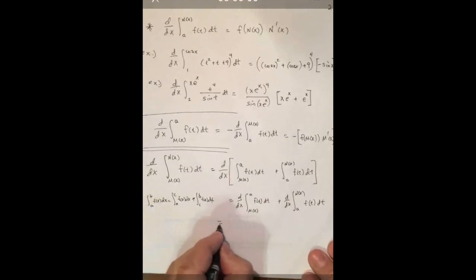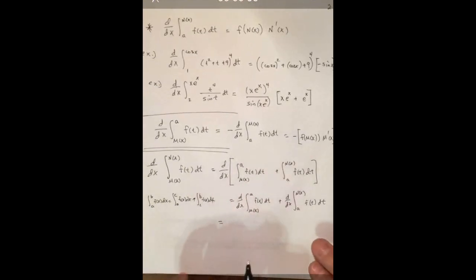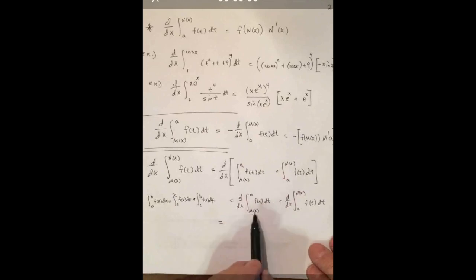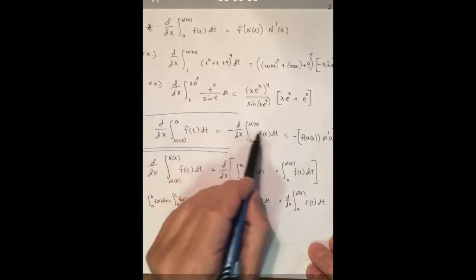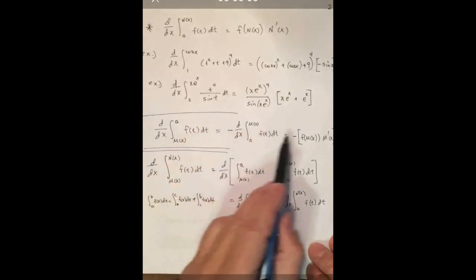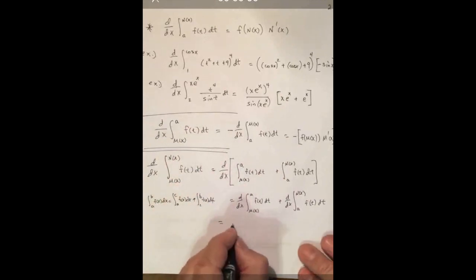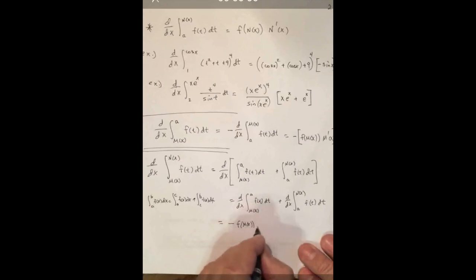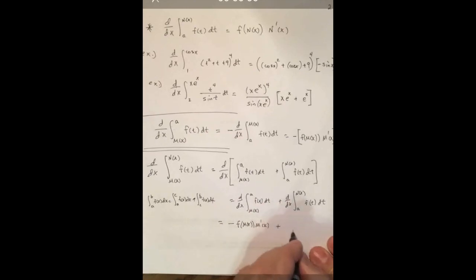Now look at what we've got here. We've already done everything on the page. This is what's in this step right here. This is what's in this step right here. So this is going to be minus f evaluated at m of x times m prime of x by the chain rule. And then this is going to be f of n of x times n prime of x. Okay?